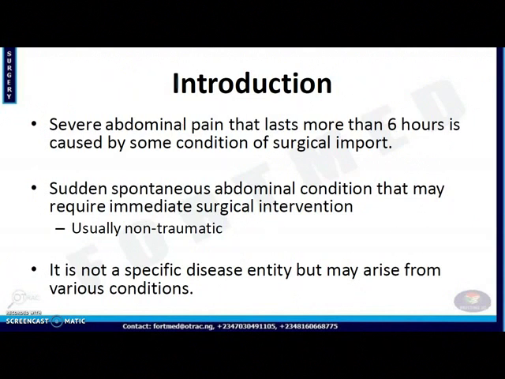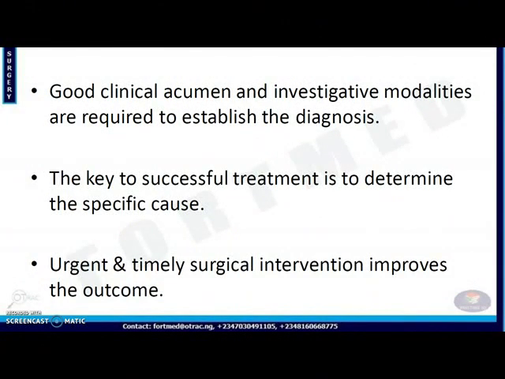As a way of introduction, acute abdomen is severe abdominal pain that lasts more than 6 hours and is caused by some condition of surgical importance. It is a sudden spontaneous abdominal condition that may require immediate surgical intervention. Acute abdomen is usually non-traumatic. It is not a specific disease entity also, but may arise from various conditions. Good clinical acumen and investigative modalities are required to establish the diagnosis. The key to successful treatment of a patient with acute abdomen is to determine the specific cause. Urgent and timely surgical intervention will thus improve the outcome of that patient.